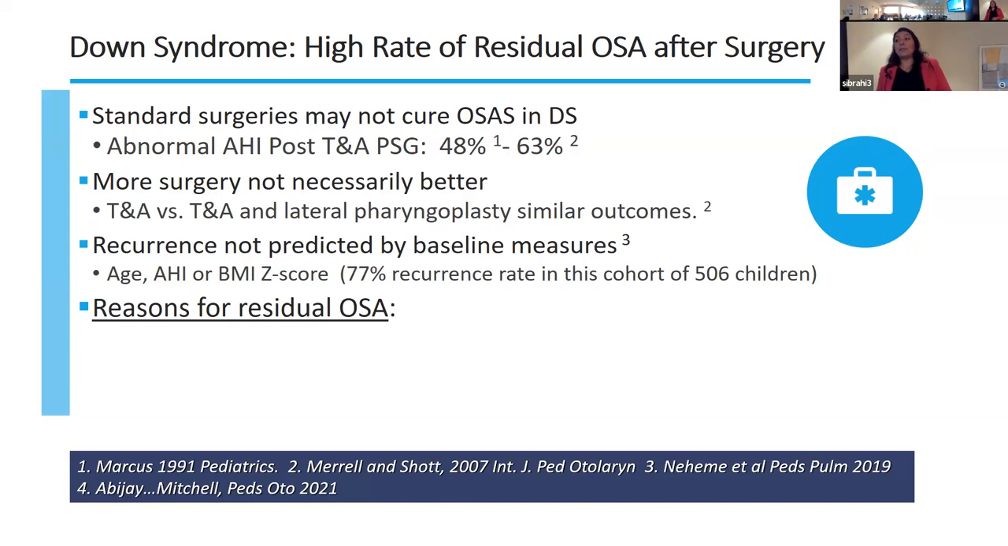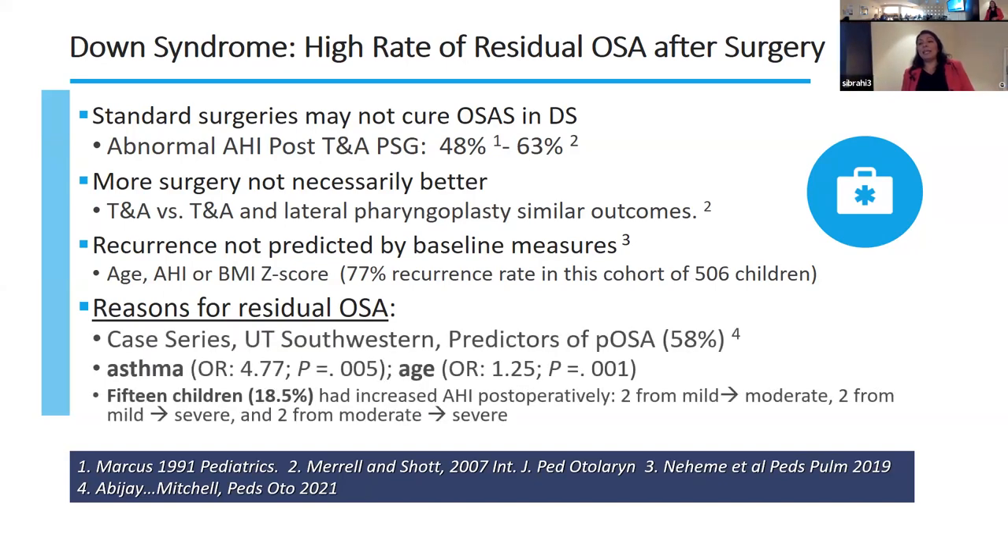Reasons for residual sleep apnea are intensely investigated. One case series from Southwestern looked at predictors of persistent obstructive sleep apnea, and their rate was 58%. And they found that age and asthma, and this is an older group. So when you're looking at a younger group versus an older group, age can predict in the older group, the younger group not so much. And then asthma.